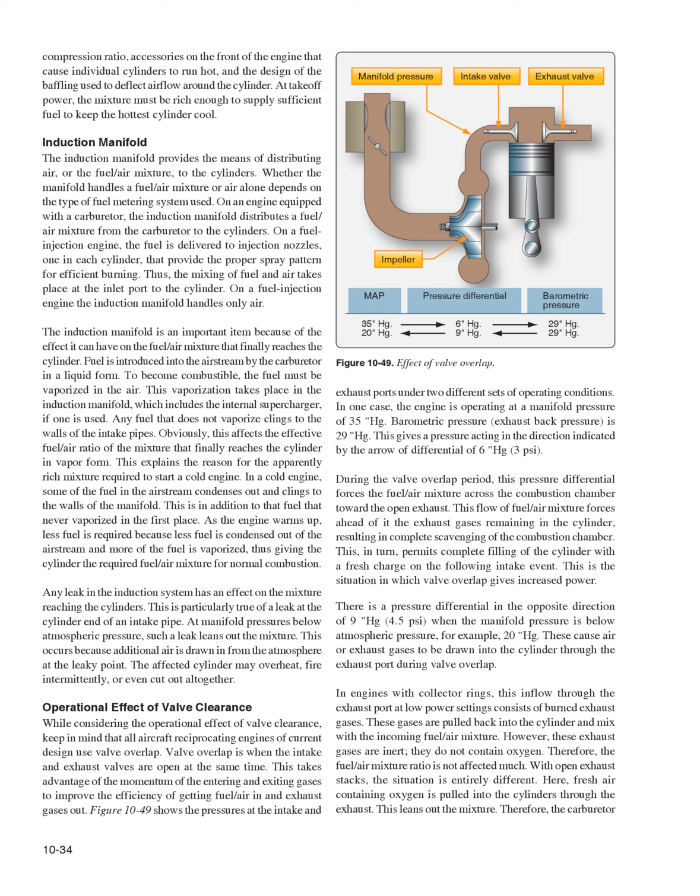The induction manifold is an important item because of the effect it can have on the fuel/air mixture that finally reaches the cylinder. Fuel is introduced into the airstream by the carburetor in a liquid form. To become combustible, the fuel must be vaporized in the air. This vaporization takes place in the induction manifold, which includes the internal supercharger, if one is used. Any fuel that does not vaporize clings to the walls of the intake pipes. Obviously, this affects the effective fuel/air ratio of the mixture that finally reaches the cylinder in vapor form.